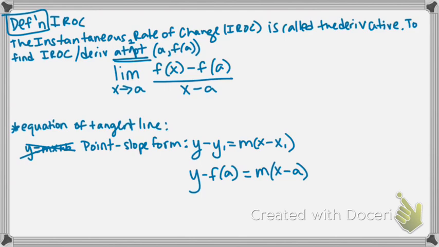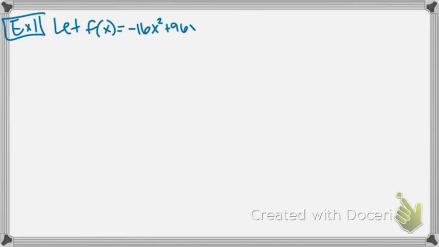So let's actually get to an example now. Let's try a problem. All right, example 1. We're going to let f of x equal negative 16x squared plus 96x. And I'm going to give you the point. If I plugged 1 into this function, negative 16 plus 96, that will give me the y value of 80. So if I ever just give you the x value, just sub x in to find y. All right, and that point on the curve.